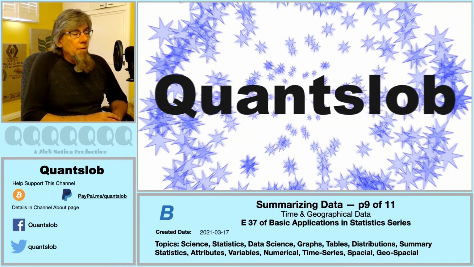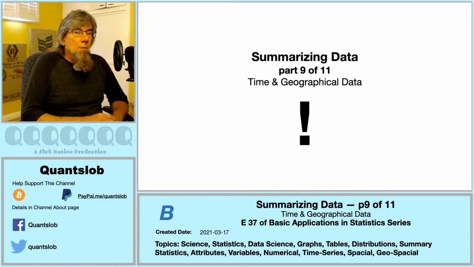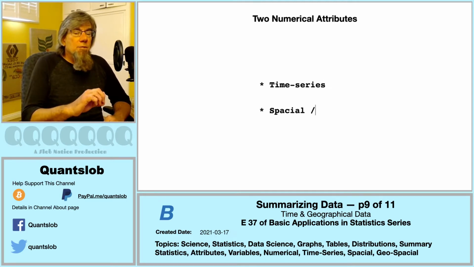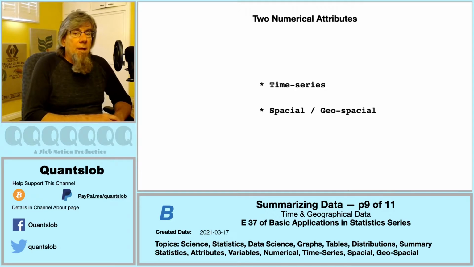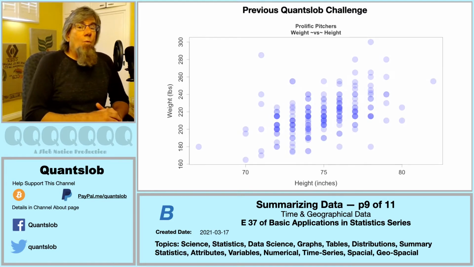This is 37 in our basic application series, and this time around we're going to continue on with our exciting summarizing data series with part 9. Now, in this installment, we're going to look at a couple special cases of numerical bivariate relationships, time series and spatial or geospatial. But first order of business, let's take a look at our previous Quant challenge.